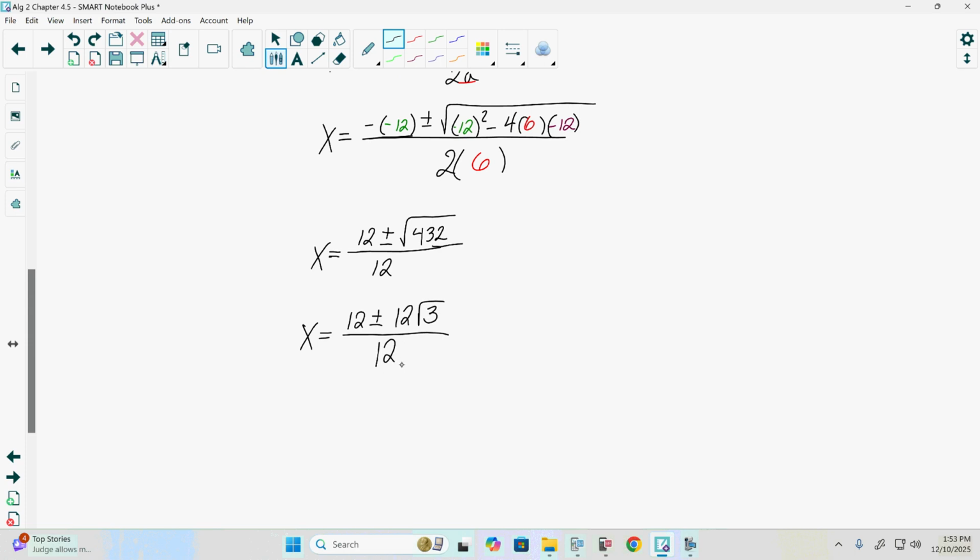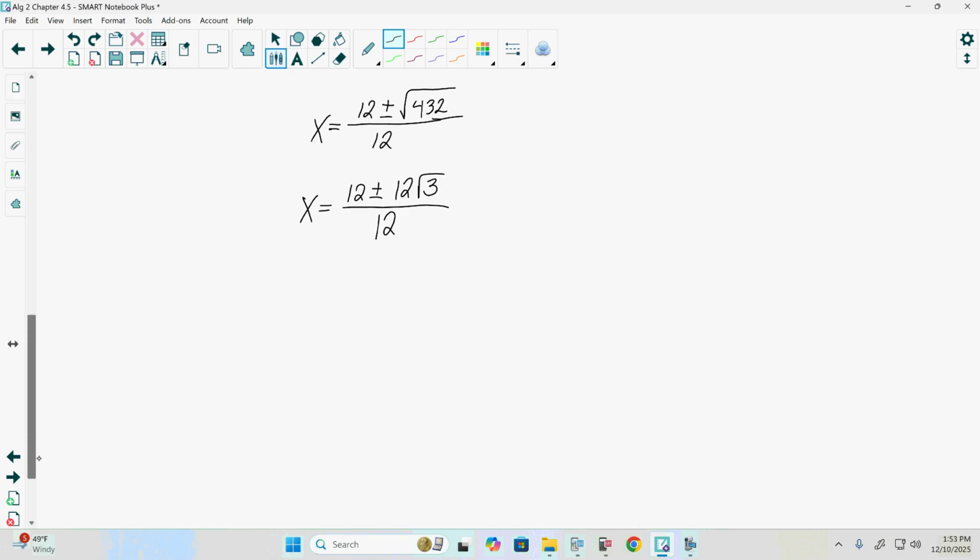Telling us that x equals 12 plus or minus 12 square roots of 3 all over 12. And we're done as long as there's not a number in common with the two terms on top and the one on bottom. Unfortunately, there is. All three spots are divisible by what? 12, isn't it? All three have 12 in it. So we can actually reduce that 12 out.